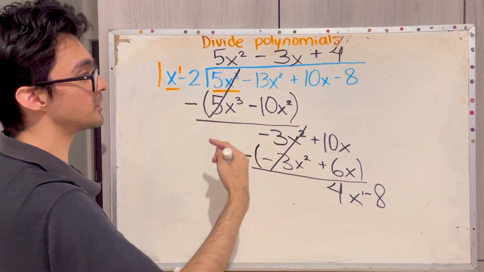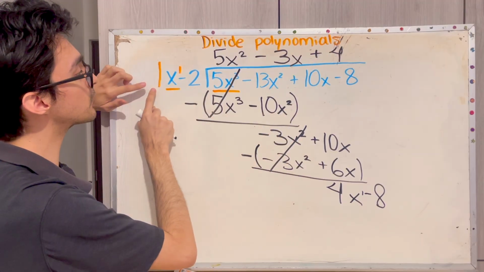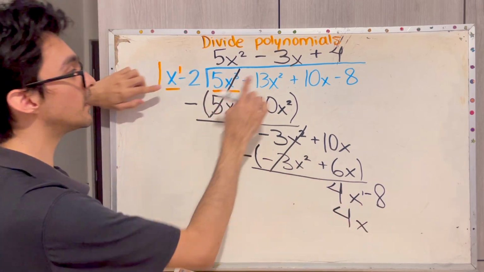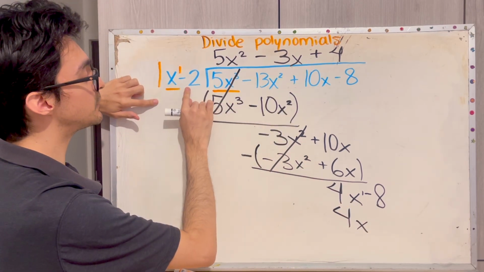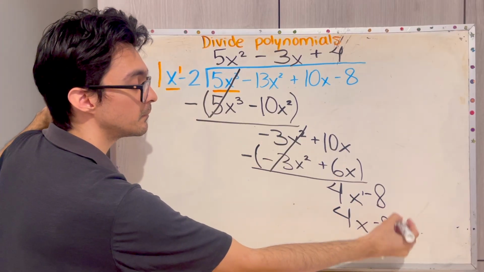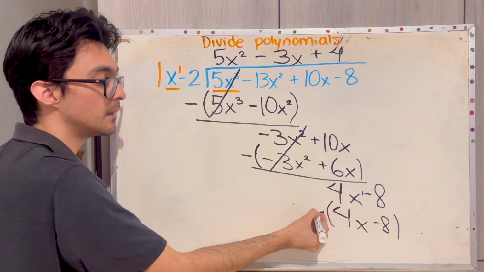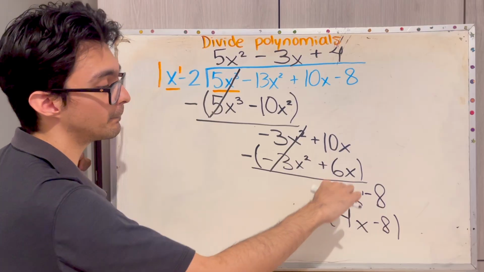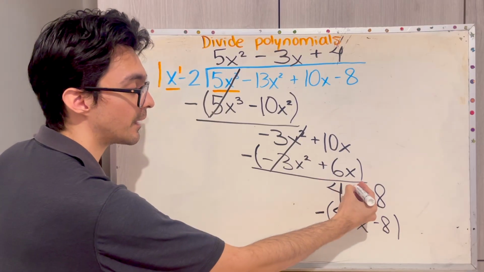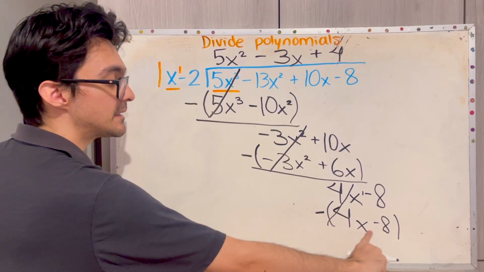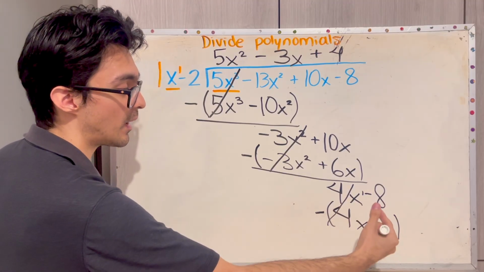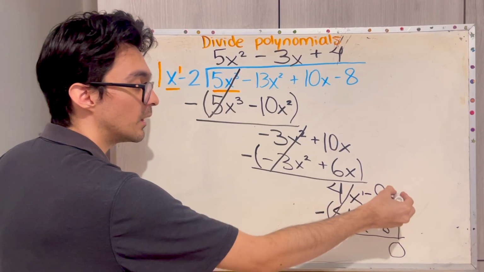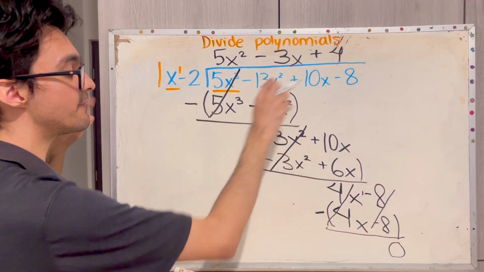Now let's multiply. 4 times this term right here will result in a positive 4. And I keep the variable that I have. Positive 4 times negative 2 will result in negative 8. I put the parenthesis and the negative sign to distribute it. Negative times positive gives me negative. 4 minus 4 will eventually result in 0, so that means that it cancels out. Negative times negative is positive, so I need to add negative 8 plus 8 will result in 0. So it will cancel out, and that would be my final answer.